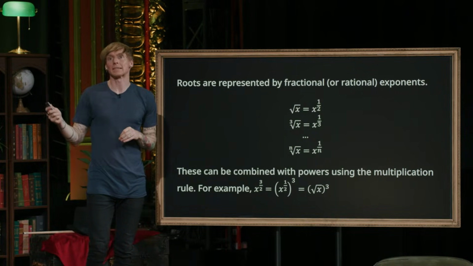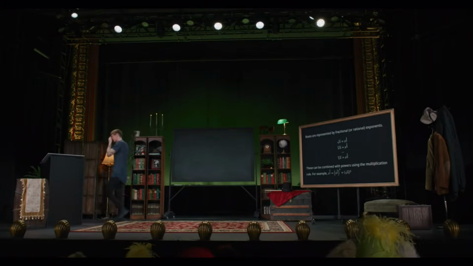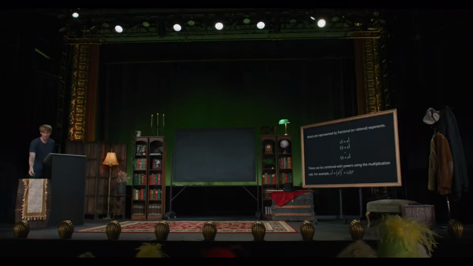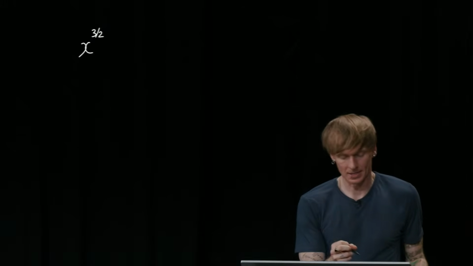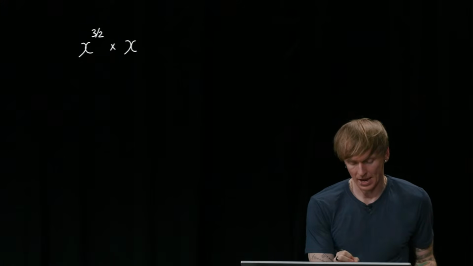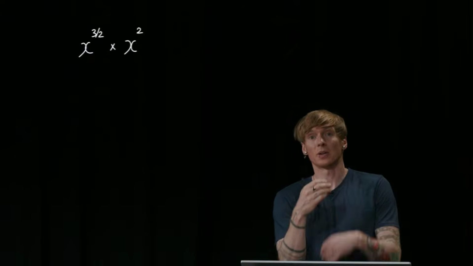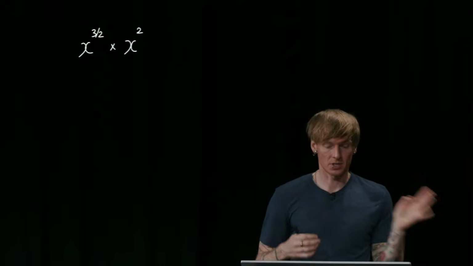So let's go and look at some examples just to make sure we're clear with how this all works. So our first example could be something like the following. Let's suppose we have x to the 3/2 power, and let's suppose I'm now multiplying that by x squared. Okay, so in this instance, we have the same base, x to 3/2 and squared.